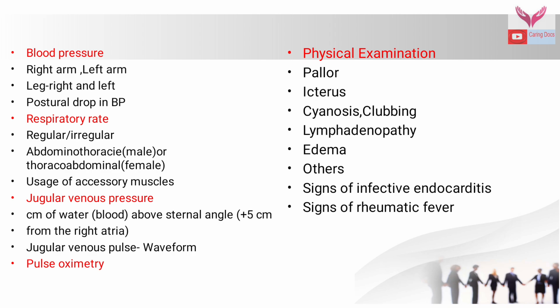We have to check the respiratory rate, whether it is regular, irregular, what is the pattern, abdominothoracic or thoracoabdominal. Thoracoabdominal is more common in females and abdominothoracic is seen in males. Whether there is any use of accessory muscles when the patient is breathing. We have to check for JVP and mention it as dash centimeter of water or blood above the sternal angle. We have to check for any venous pulsation. We have to check SpO2 through pulse oximetry.